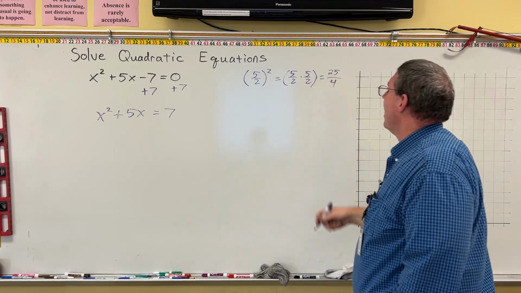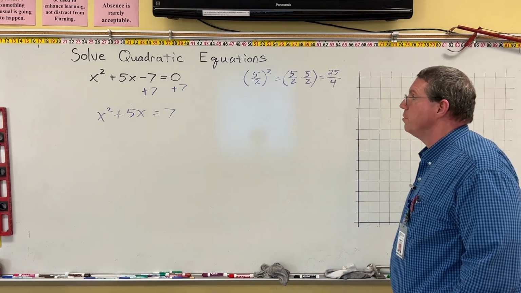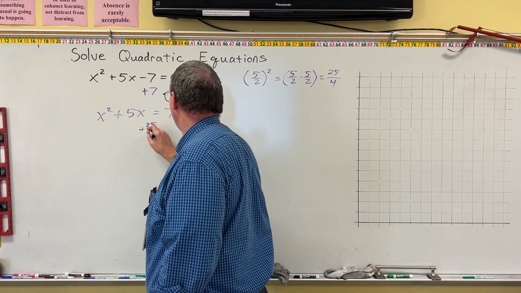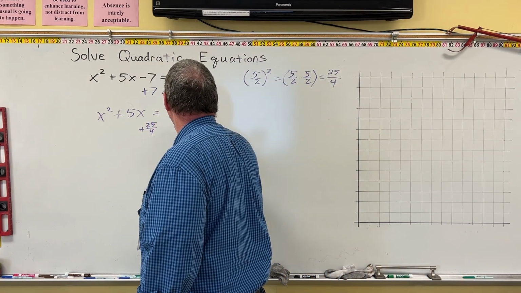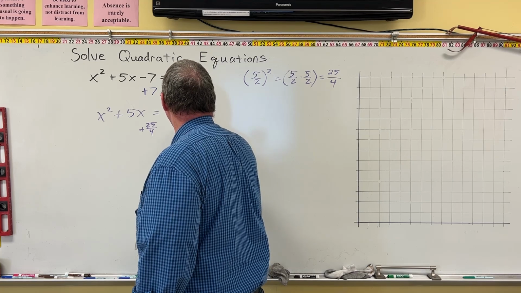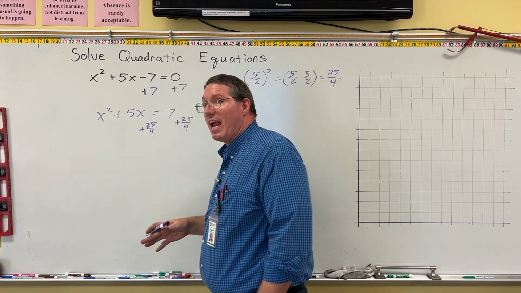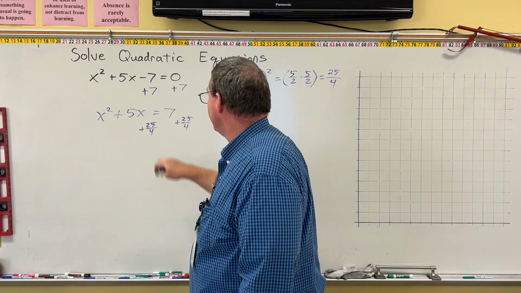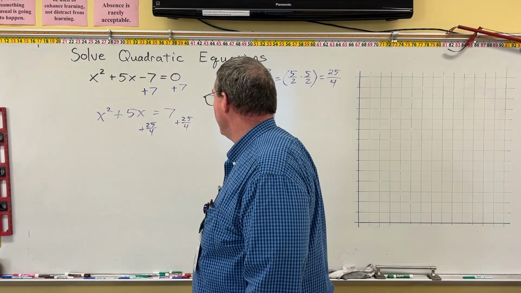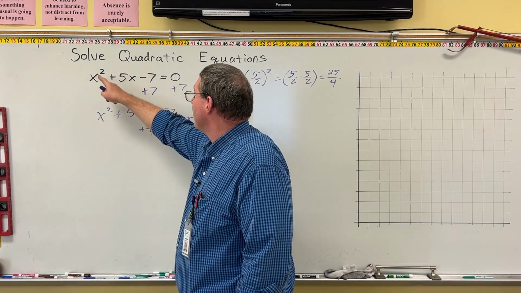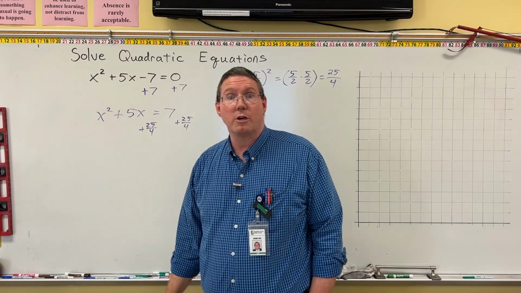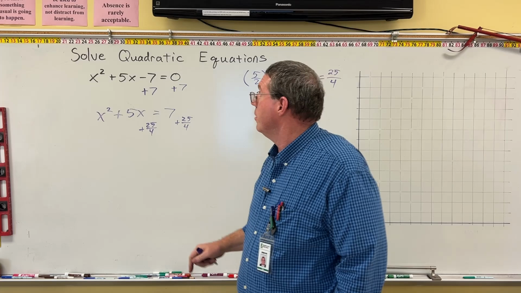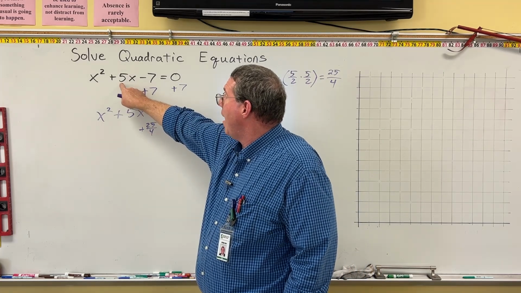So we have to actually add 25 over 4 to both sides. So add 25 over 4, add 25 over 4. Now you may be thinking right now, is there anything I could have done to stop from having to deal with fractions here? Yes. You could have, at the very beginning, decided to use the quadratic formula instead of completing the square. But because we're doing completing the square, we know we have to take half of the middle.